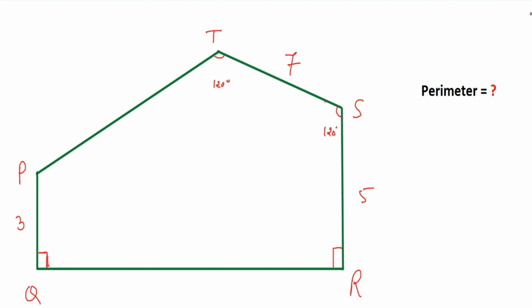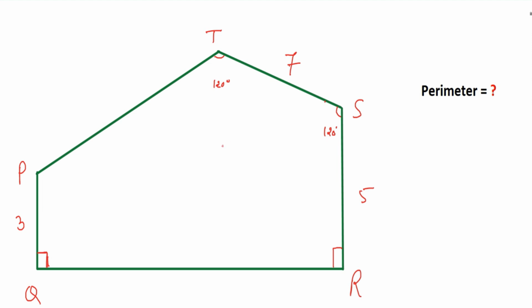In fact, the statement of the question is like: PQRST is a pentagon in which angles Q and R are 90 degrees each, and angles T and S are 120 degrees each. Side lengths PQ, RS and ST are 3 units, 5 units and 7 units respectively. So here we have to find out the perimeter of this pentagon.